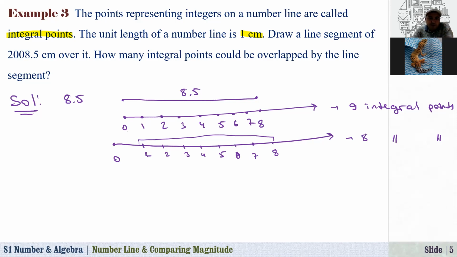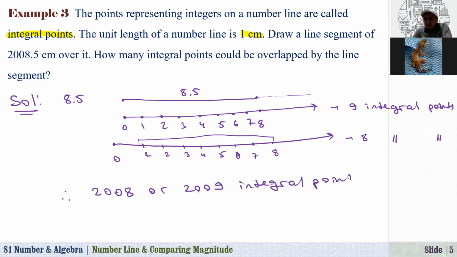In a similar way, for 2008, if you overlap the starting point of this line segment over 0, you can extend this. The answer will be either 2008 or 2009 integral points, because it's 2008.5. When it's 8.5, it is 8 or 9. When it's 2008.5, that is 2008 or 2009 points. If the starting point overlaps 0, we are starting from 0, 1, 2, 3 until 2008.